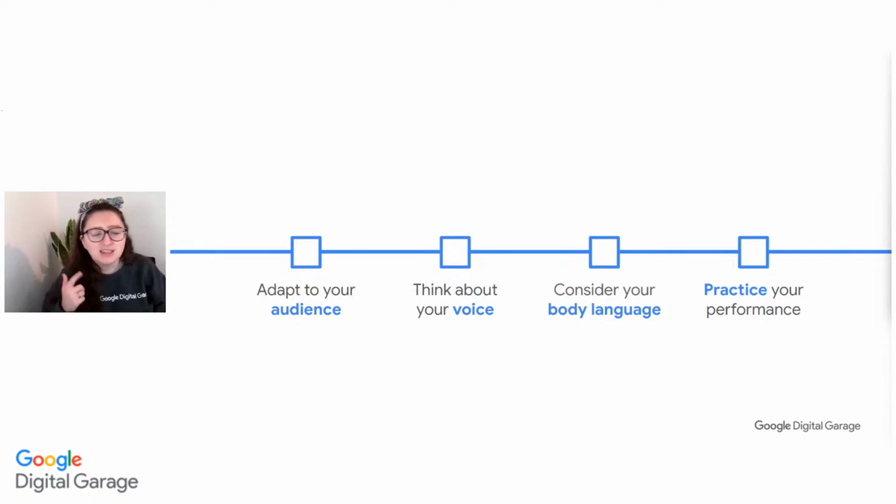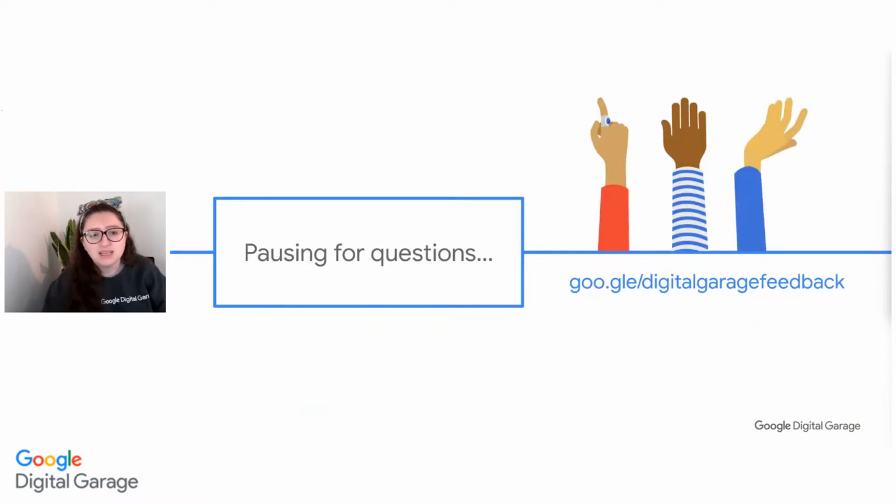Recap. Who's your audience? How can you adapt to them? Think about your voice and how that is going to engage with your audience. Consider your body language. Are you presenting confidence or you're presenting nervousness? And practice that performance.